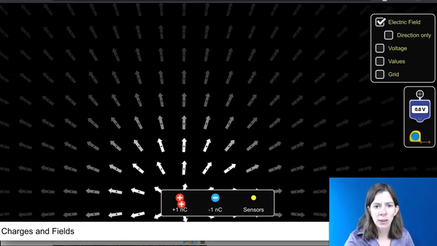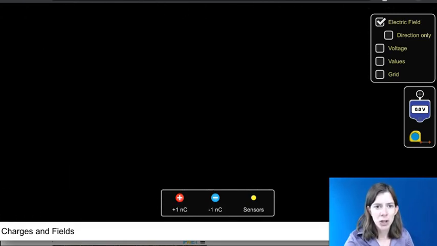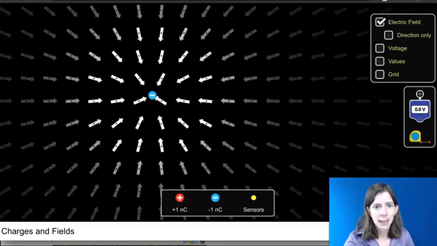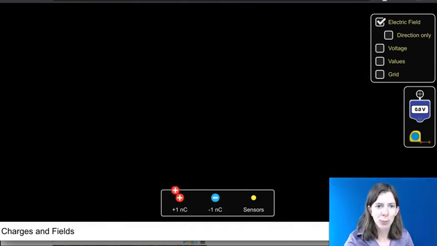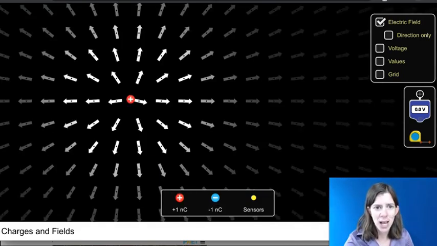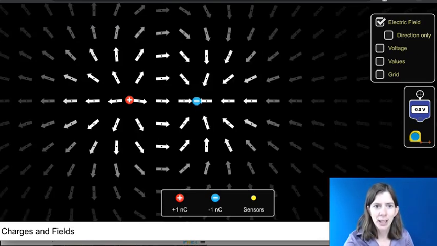They're all pointing straight away from the positive charge. Let's go ahead and put a negative charge in here and see what happens. We get the opposites, right? All of the lines that represent the electric field now point toward the negative charge. And let's look at one more thing. Let's put a positive charge and then put a negative charge next to it. What do you think is going to happen? Let's take a look.